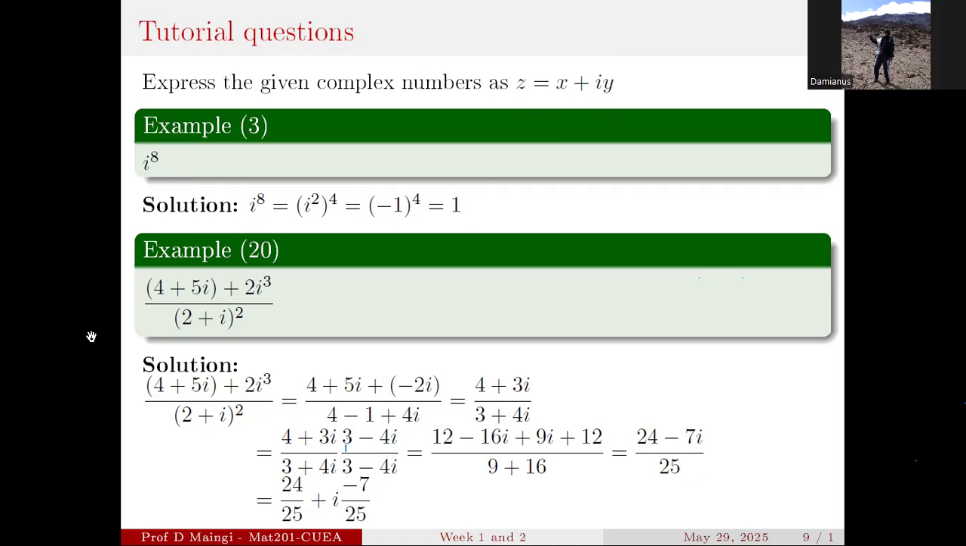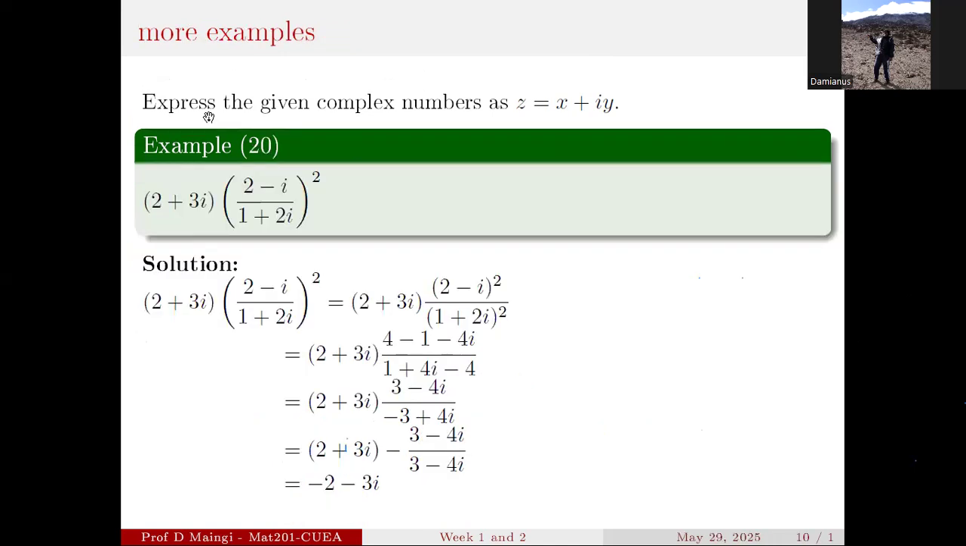Finish? Yes. Now look at the next example. This one, I think you check there and work it out. I will not look at it now. You have it in the notes. More examples. Express the given complex numbers as z equals x plus iy. So this one, again, please work it out. The solution is given. I'm not going to bother.